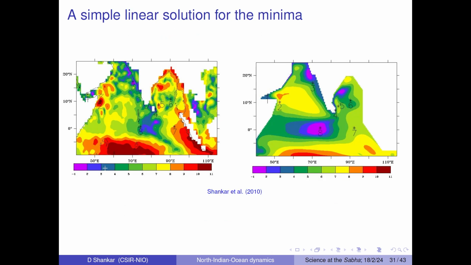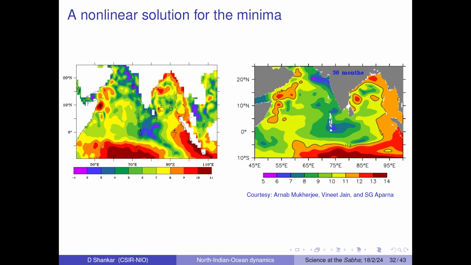If you take a linear model, you can simulate that, but it's very smooth. You look at the coast of Oman. It's a very smooth solution, unlike what you see here. This is a nonlinear simulation. It's more accurate, but I can't understand what's happening here.